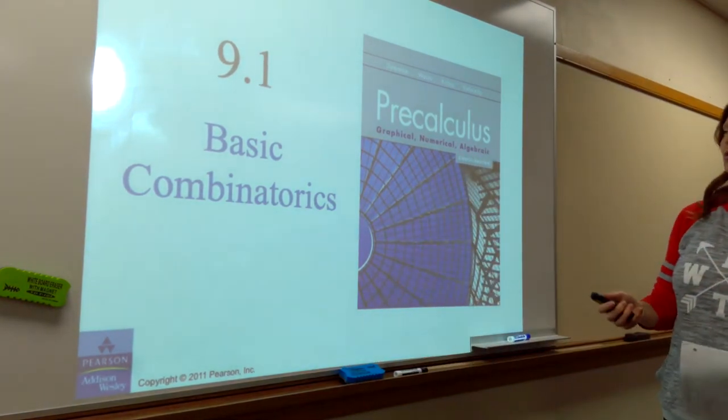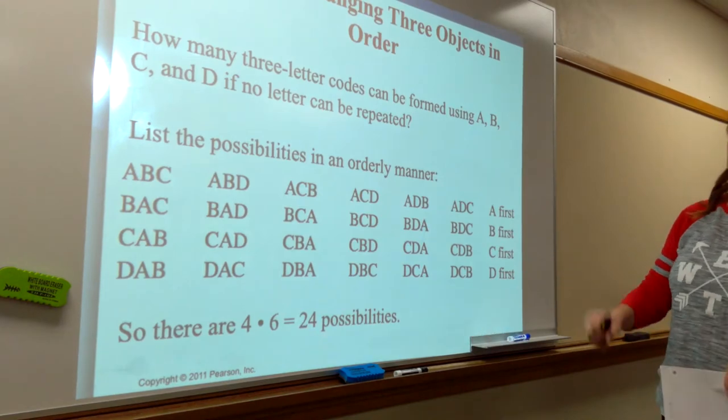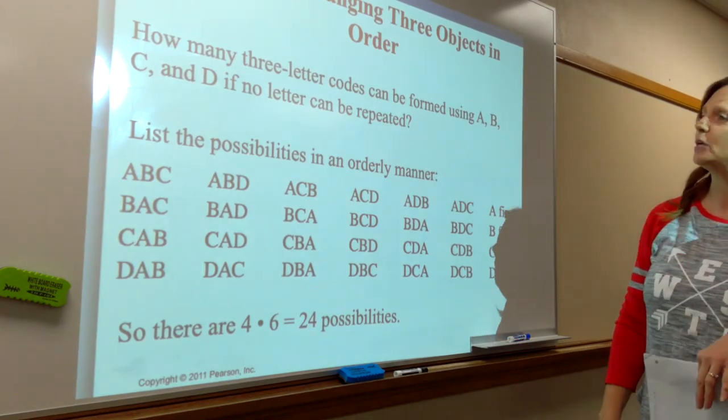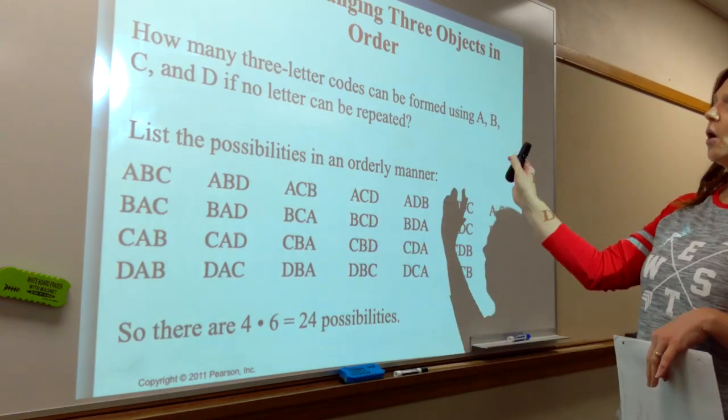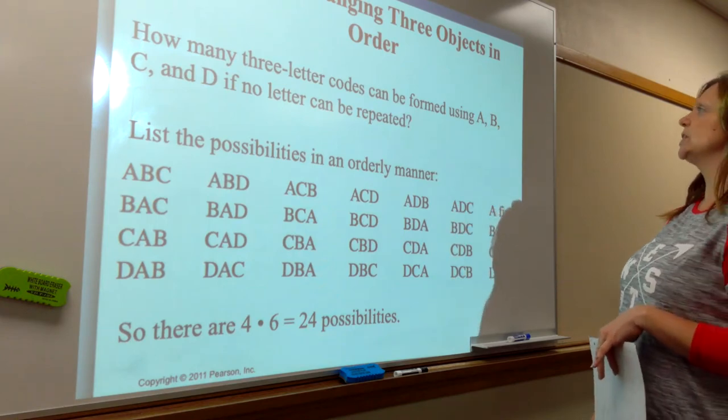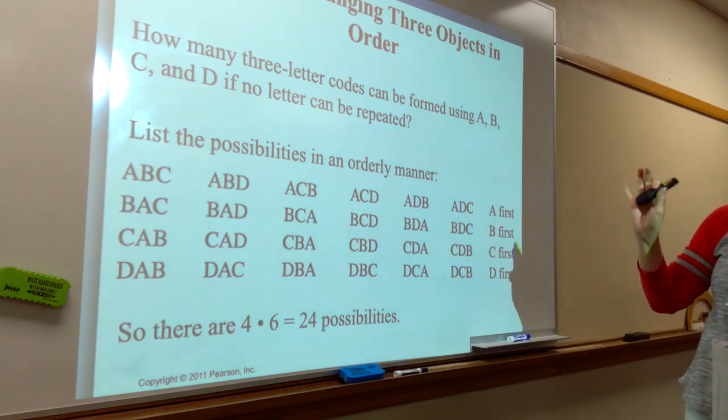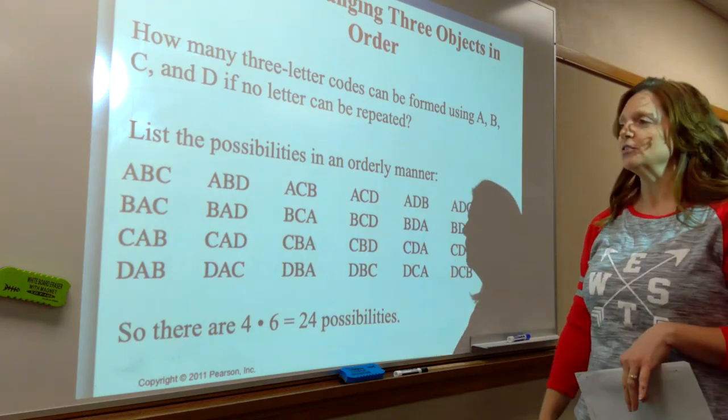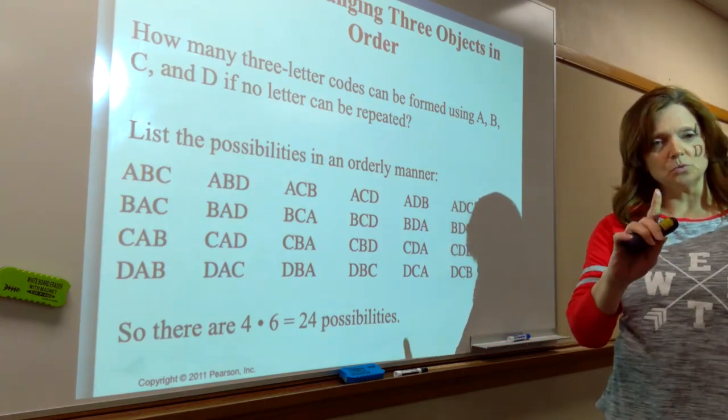Okay, we're going to count. We're going to count large sets of numbers, though, however, so it's not super easy. It's PreCalc, right? Okay, so here we go. How many 3-letter codes can be formed using the letters A, B, C, and D if no letter can be repeated? So you use the one letter just one time.